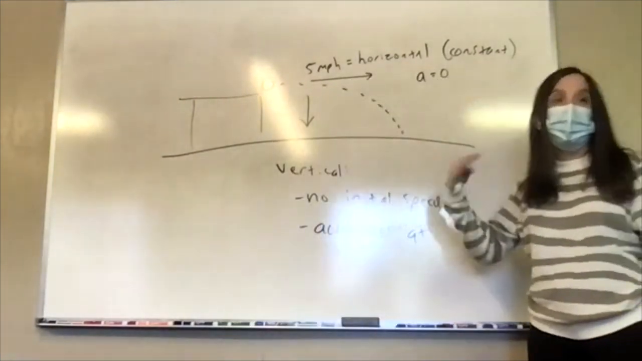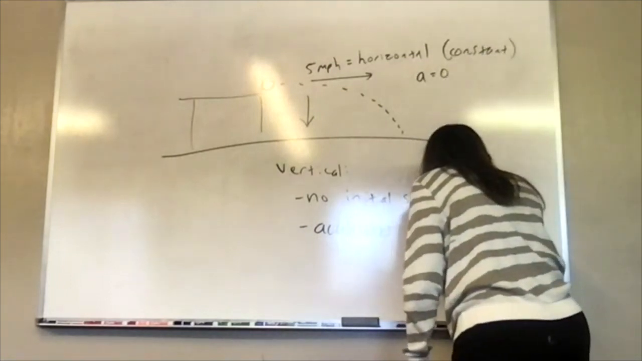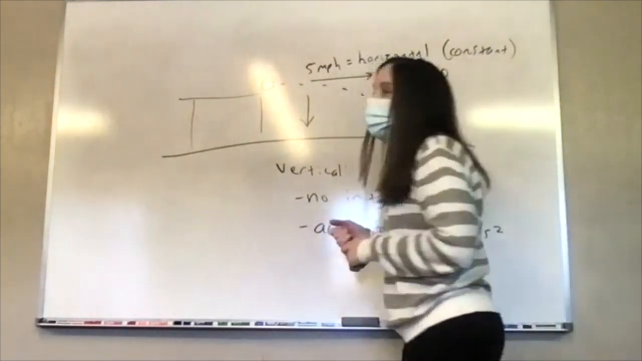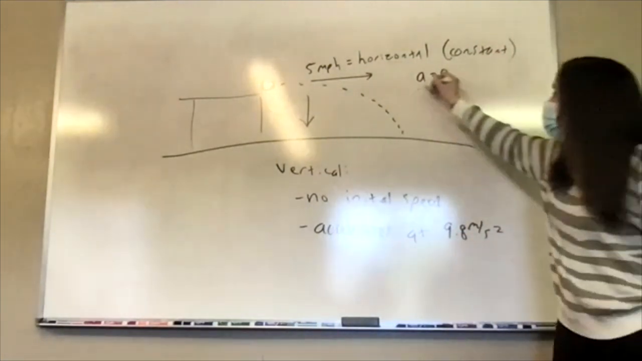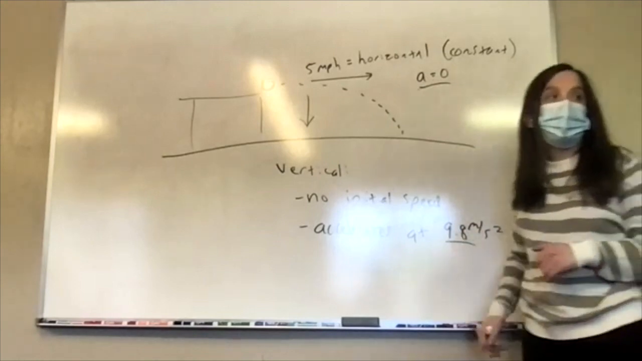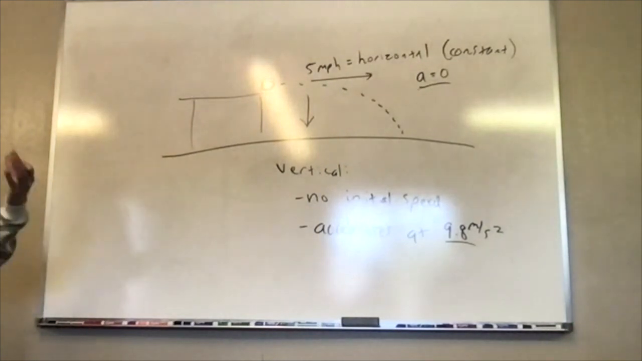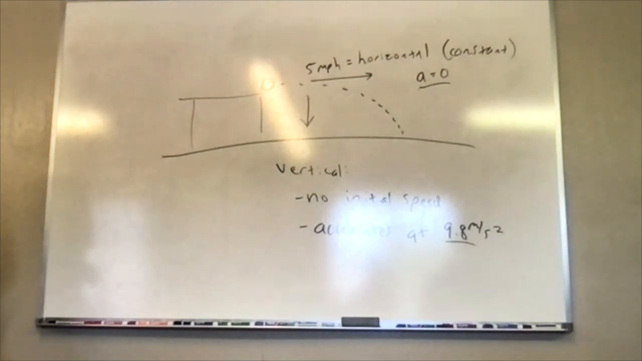So it accelerates at 9.8 meters per second squared. So that's true at any time it's in the air. Acceleration is always 0 horizontally. It's always 9.8 vertically. And if it's dropped, then it always starts at 0 speed vertically. Does that make sense for everybody? So using that information, we're going to solve some problems in this worksheet. Let's go through number 1 together.